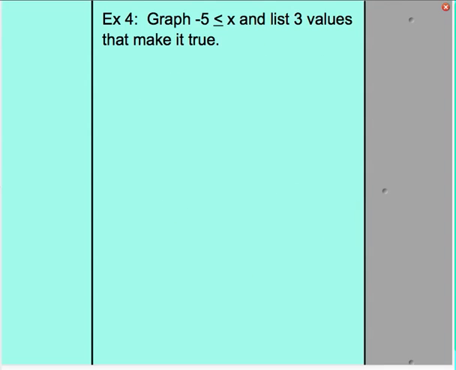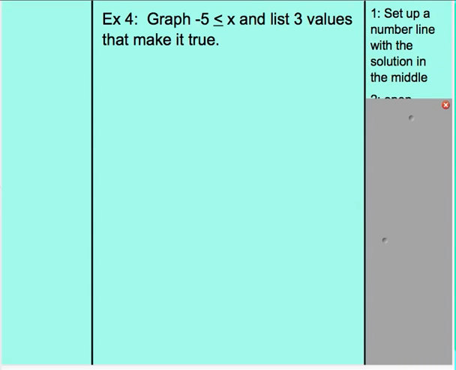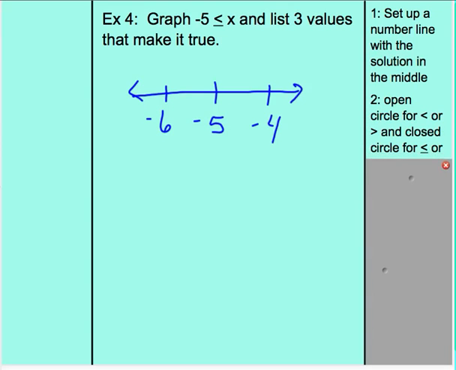All right, so we've got another graphing one. Starting by our number line, putting the solution in the middle of the number line. So we've got -5. Now when you're on the negative side of the number line, make sure that you have your numbers in numeric order. -6 is less than -5, which is less than -4. Either open or closed circle.